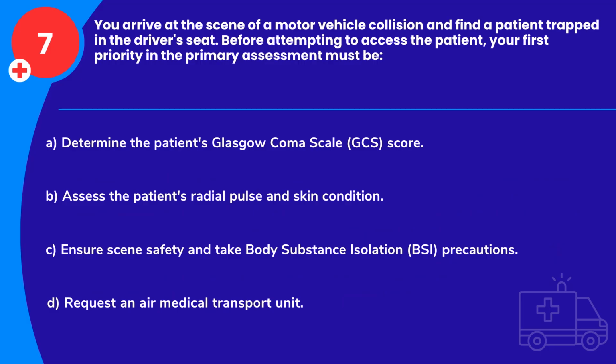Question 7. You arrive at the scene of a motor vehicle collision and find a patient trapped in the driver's seat. Before attempting to access the patient, your first priority in the primary assessment must be A. Determine the patient's Glasgow Coma Scale, GCS score. B. Assess the patient's radial pulse and skin condition. C. Ensure scene safety and take body substance isolation, BSI precautions. D. Request an air medical transport unit.